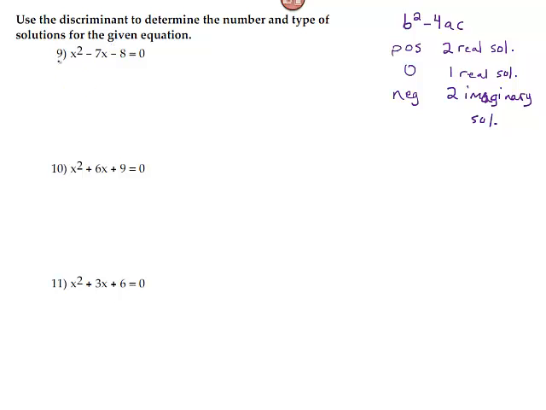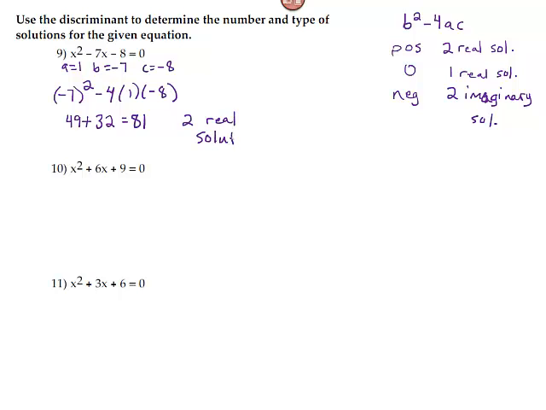So we don't have to do the full out quadratic formula and actually find the answers. We just want to do b squared minus 4ac. So here a equals 1, b equals negative 7, c equals negative 8. Make sure if you plug in negative numbers that you put them in parentheses. Negative 7 squared is 49. 4 times 8 is 32, and since we've got 2 negatives, it'll be a positive 32, giving us 81. What matters is that that's a positive number, which means that we have 2 real solutions.